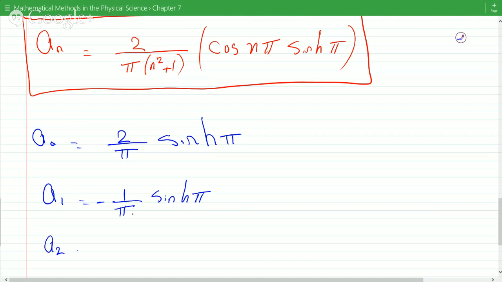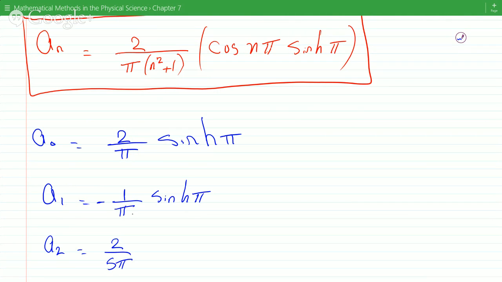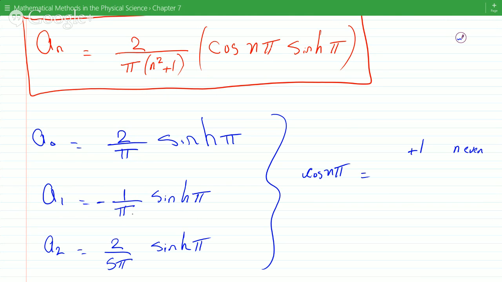And a2 is 2 over 5 pi times sine hyperbolic pi. Now the sign will be positive. So this will be an alternating expansion because of the cosine of n pi. We know that cosine n pi will be plus 1 if n is even, or minus 1 if n is odd.